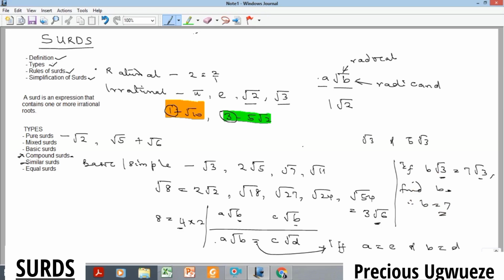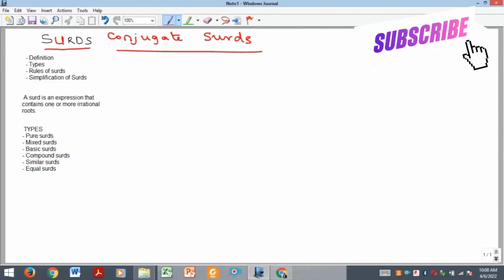So the next thing we are going to talk about now is conjugate surds. These are the other types of surds that we're going to look at. So when are surds said to be conjugate? When we're talking about conjugate surds, we are referring to two surds, just like in similar surds and equal surds. Two surds can be similar when something happens, the same with equality of surds, and the same with conjugate surds. So two surds are said to be conjugate when their product leads to a rational number.